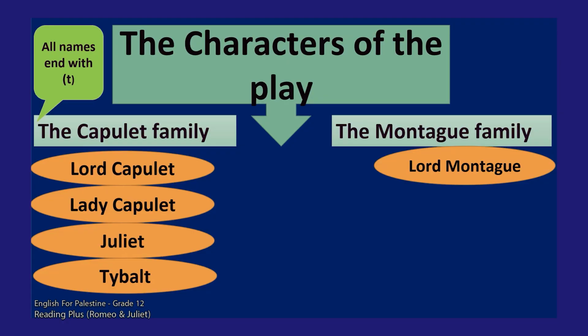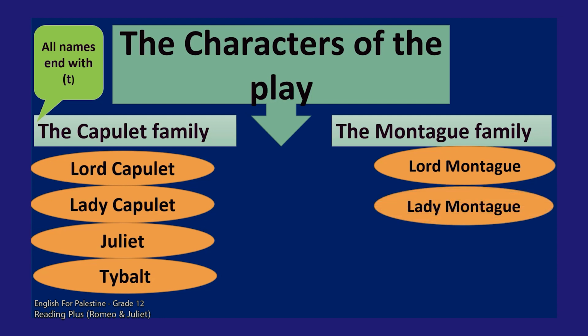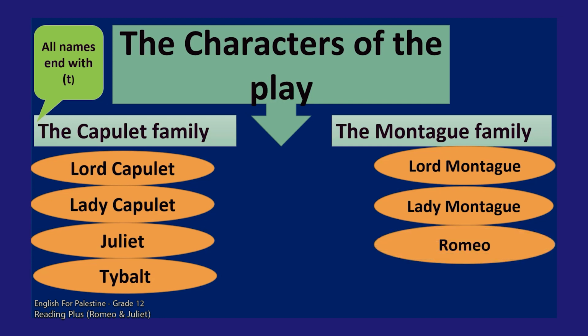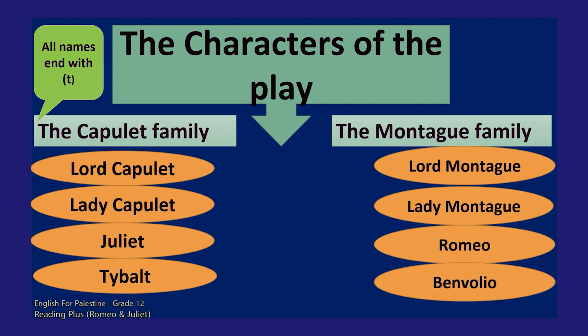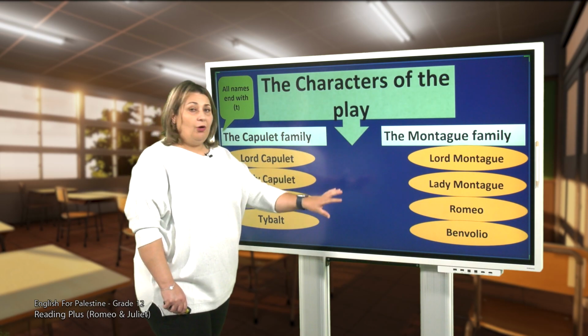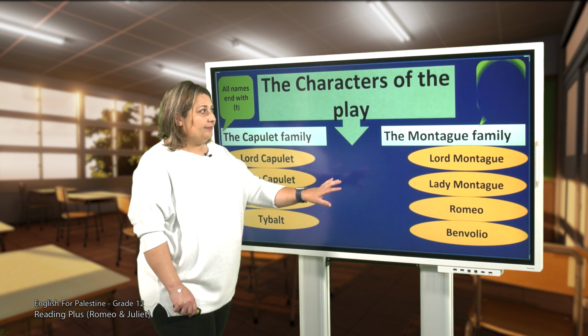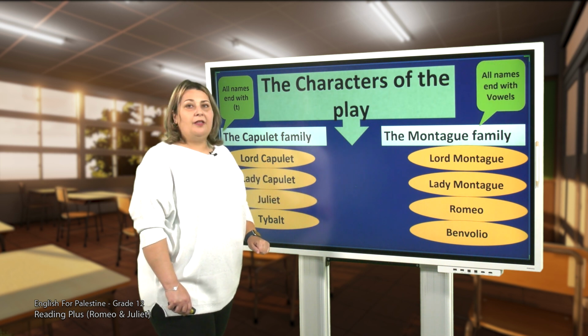Now, let's move to the second family, the Montague family. Lord Montague, the father, or the old one; Lady Montague, his wife; and Romeo, their son. Of course, we have Benvolio, his cousin. As you can see, all these names end with vowels.